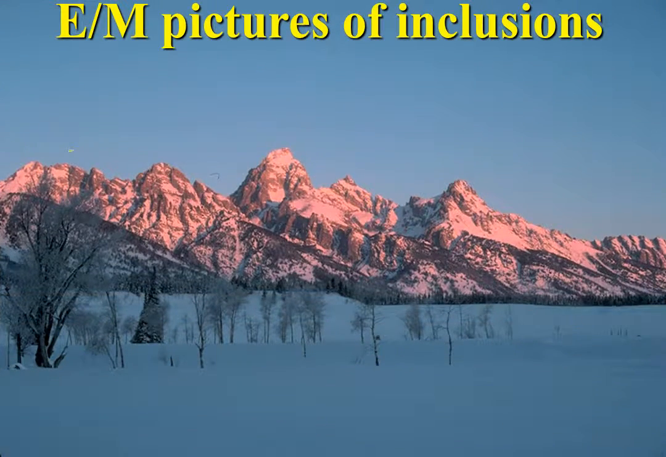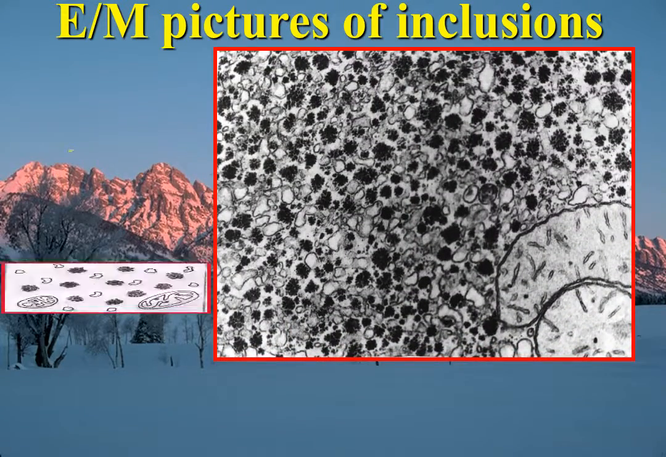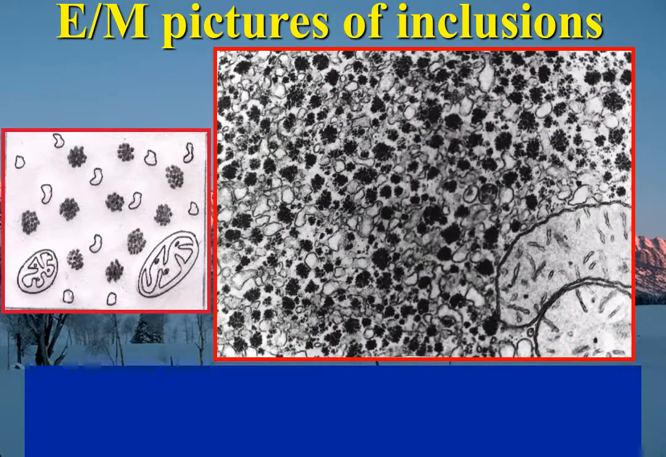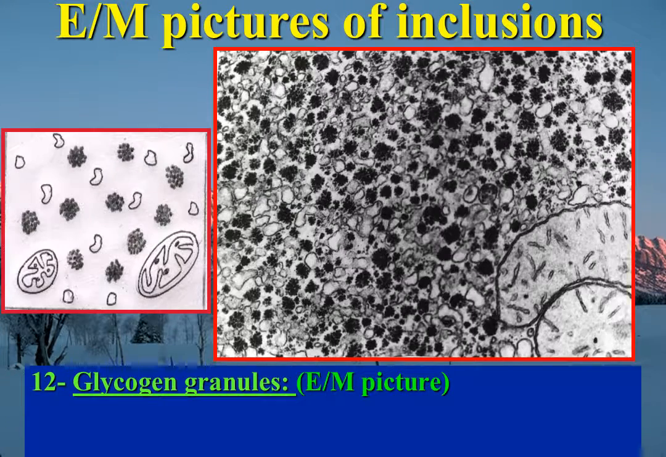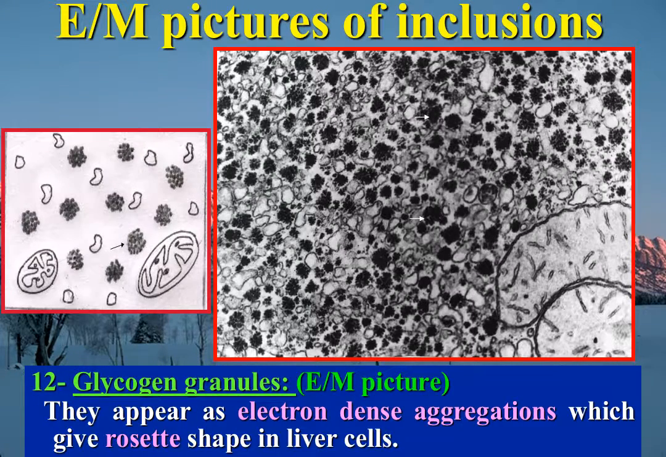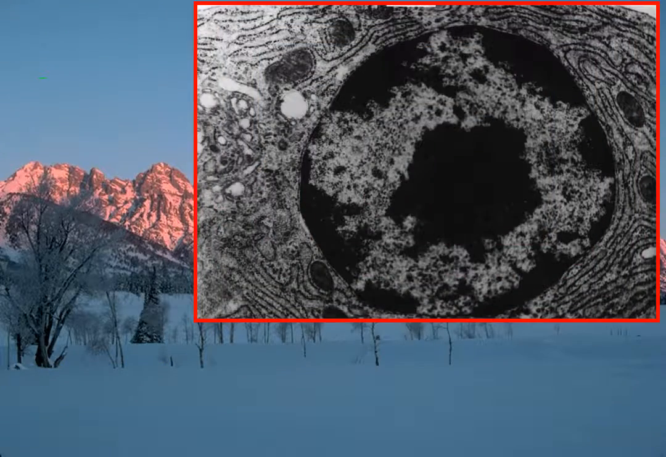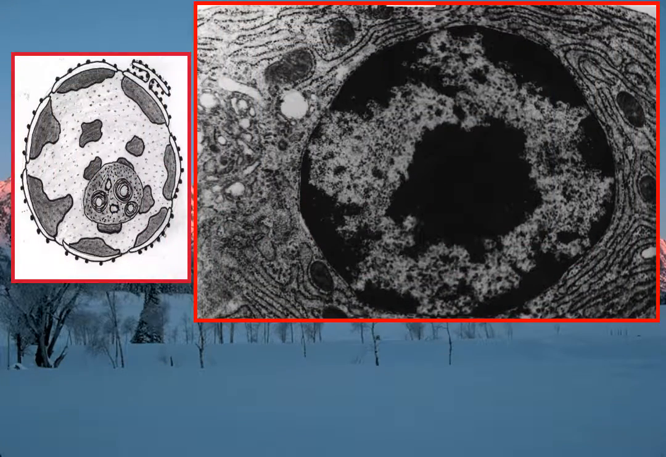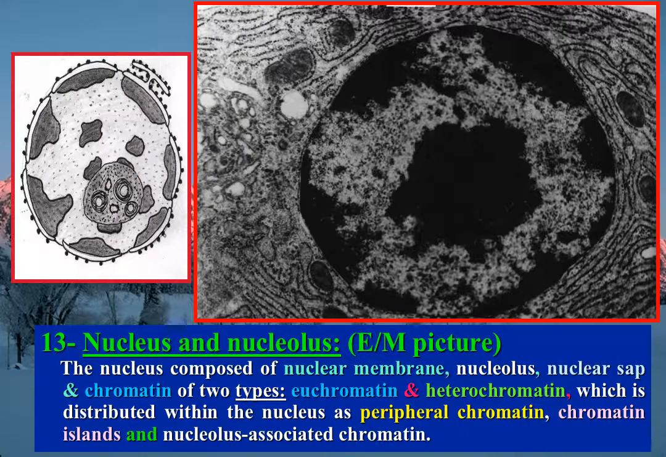Electron micrographs of some examples of cell inclusions. Glycogen granules. They appear as electron-dense aggregations which give a rosette shape in the liver cells. Nucleus and nucleolus by electron microscope. The nucleus is composed of nuclear membrane, nucleolus, nuclear sap, and chromatin.